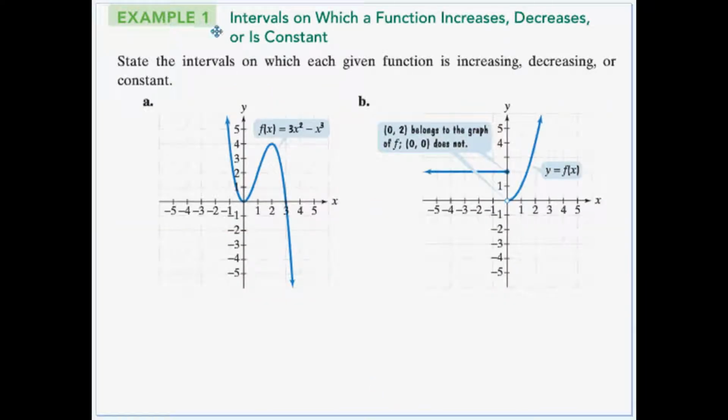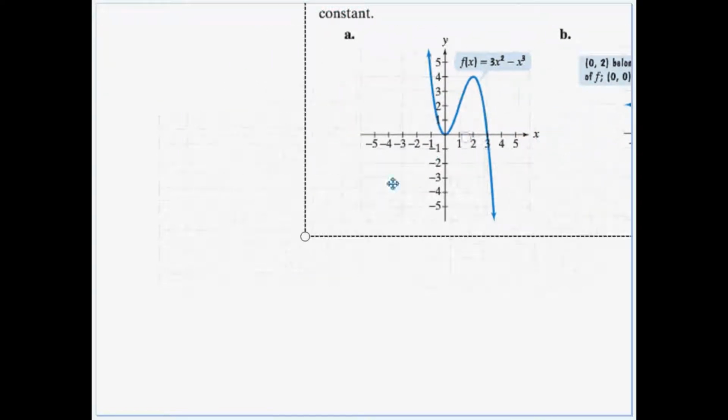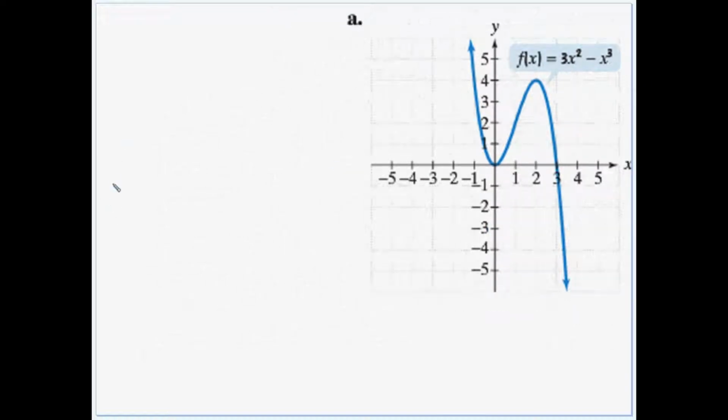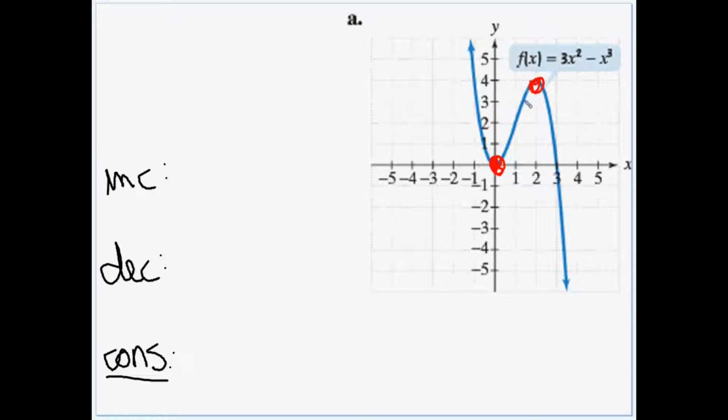All right, example 1, the intervals on which the function increases, decreases, or is constant. Let me make the graph a little bigger here. So we're going to find any intervals where the graph is increasing, where it is decreasing, or where it is constant. So I'm going to color code this. Here, this part sort of stands out to me. You know, we're in a valley down here, and we got a peak up here. So in between there, the graph is going uphill.